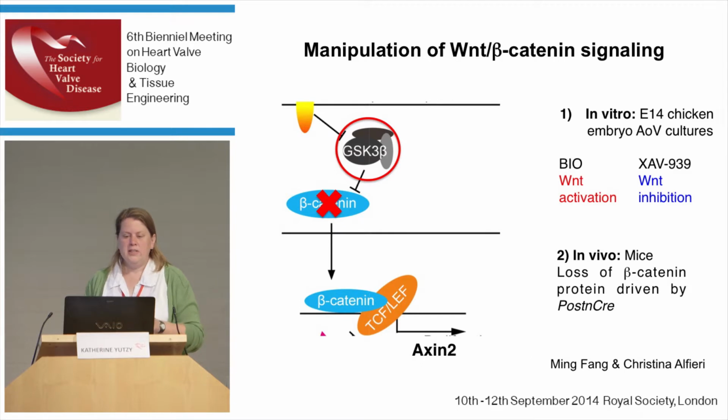So we wanted to figure out what this pathway was doing in the normal valves. So we looked in two different systems. We did embryonic day 14 chicken embryo valves, and we cultured those as whole valves and then treated them with drugs. And so you can do either an activation or repression depending on which drug you give it. And then we also did in mice where we did a knockout of beta-catenin driven by a periostin Cre, which will affect the interstitial cells.